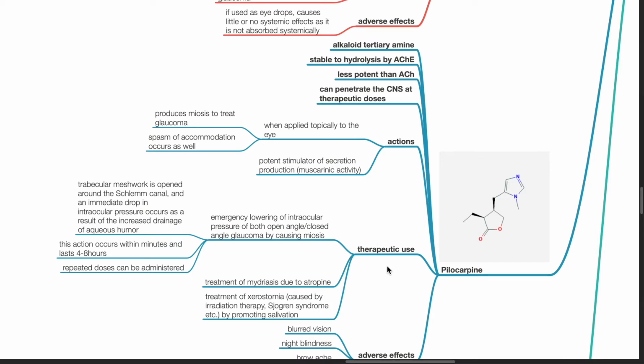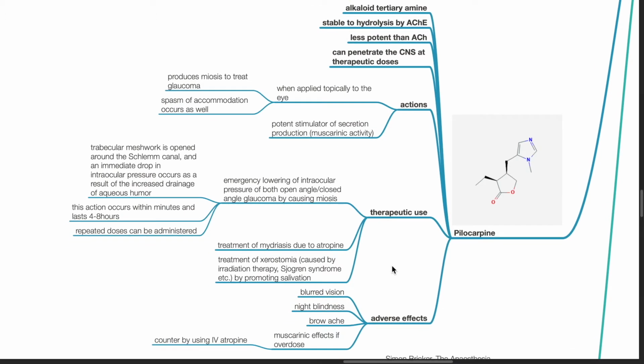Therapeutic use of pilocarpine: emergency lowering of intraocular pressure of both open-angle and closed-angle glaucoma by causing miosis. The trabecular meshwork is opened around the Schlemm canal, and an immediate drop in intraocular pressure occurs as a result of the increased drainage of aqueous humor. This action occurs within minutes and lasts for 4 to 8 hours. Repeated doses can be administered.